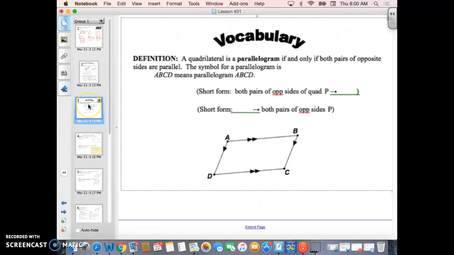well. Some special vocabulary is that a quadrilateral is a parallelogram if both pairs of opposite sides are parallel. Okay, hence the word parallelogram. Both sides have to be parallel. And again, how you can mark it is with these arrows, or sometimes you'll see just a marking like this. Okay, so this is a special type of quadrilateral. It is a 4-sided figure in which the opposite sides are parallel.